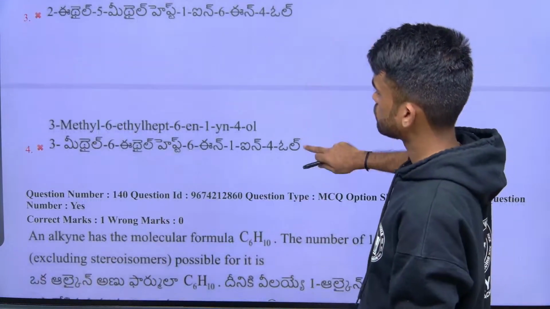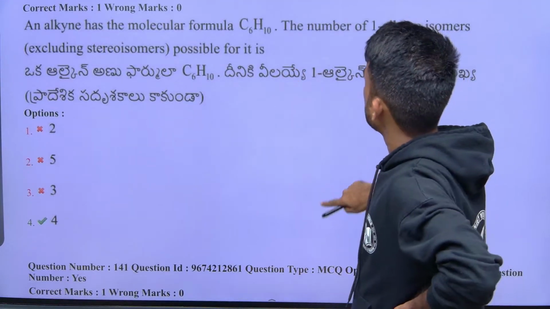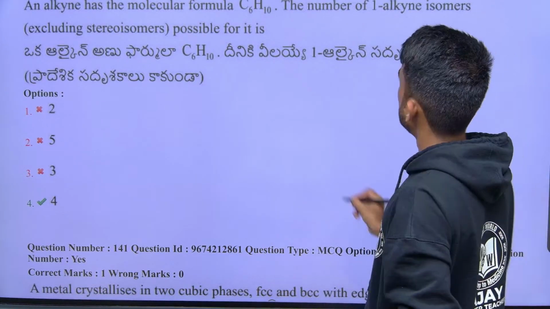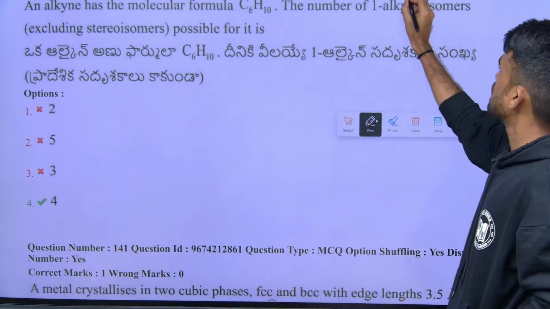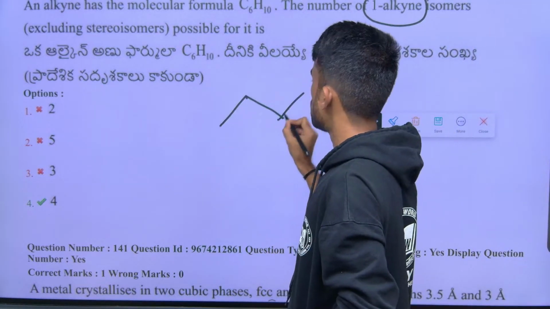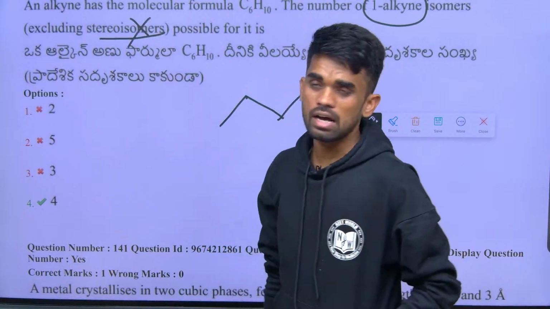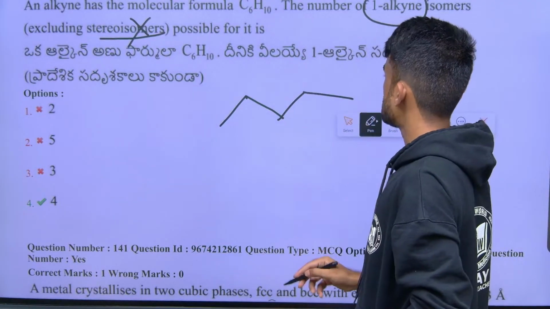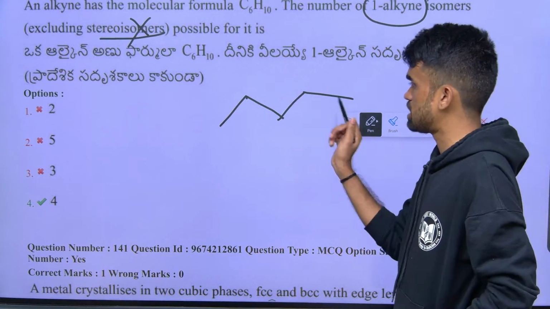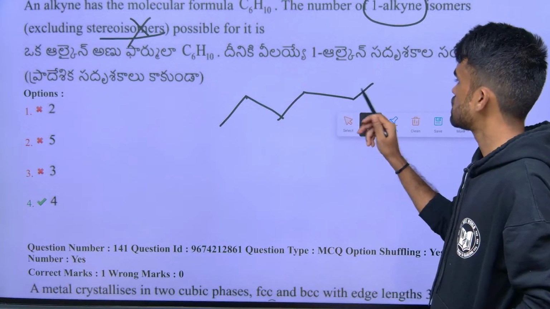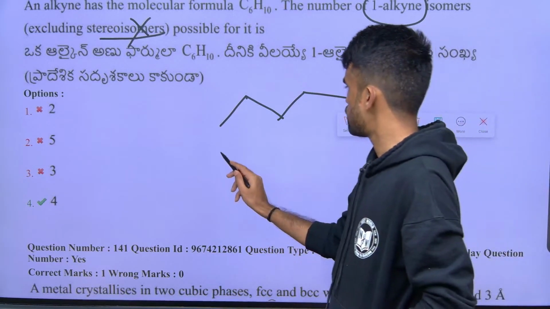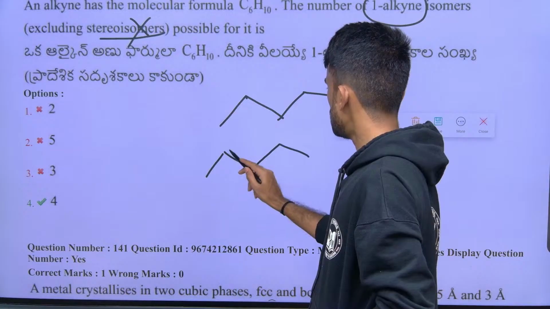Let's move further. An alkyne has molecular formula C6H10. How can we write the structure of that? The number of 1-alkynes, so it means the triple bond should be present only at the terminal position. No need to worry about stereoisomers, it is asking only structural isomers, placing the triple bond at the terminal of the chain. 1, 2, 3, 4, 5, 6 carbons. To this I can place the triple bond here. This is one possible structure.